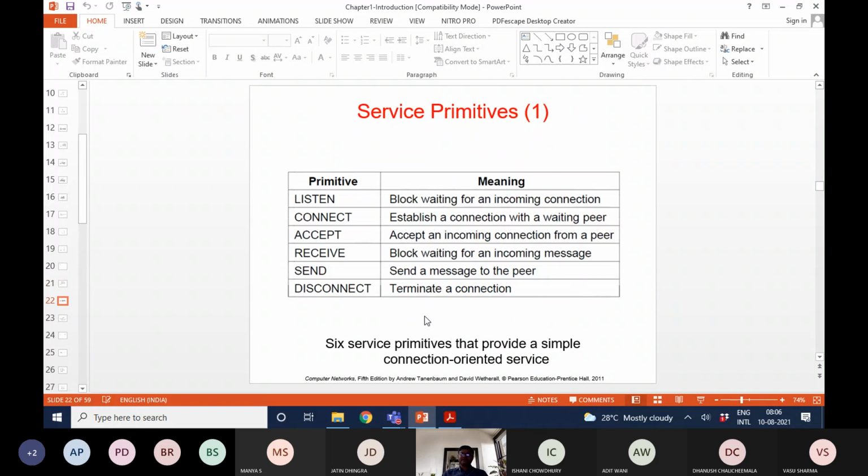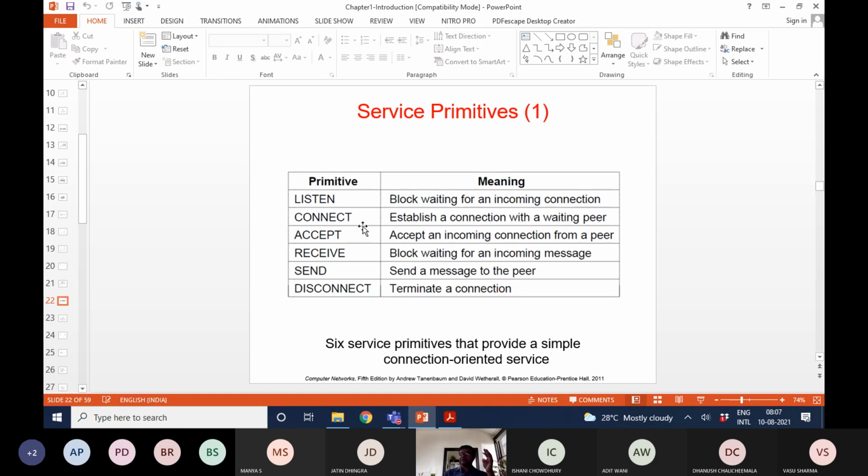Now we can see some service primitives. We can have six types of service primitives. The first one is listen. We are listening for a connection. The meaning of listen is that we block, waiting for an incoming connection. We are waiting because we may get an incoming connection, so that's why we are listening.